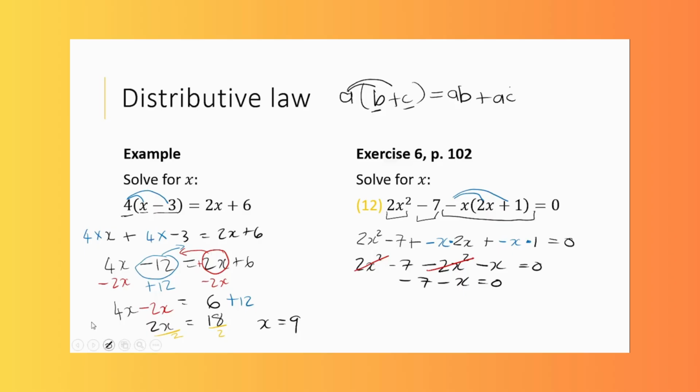Now we make sure x is on one side and numbers on the other side. It's really up to you which one you want to move, but I'm going to move the minus x in this case to the other side by adding x on each side of the equation, so that negative 7 is equal to x. If you had decided to move the minus 7 by plussing 7 and then dividing by -1, you would have gotten the same answer.